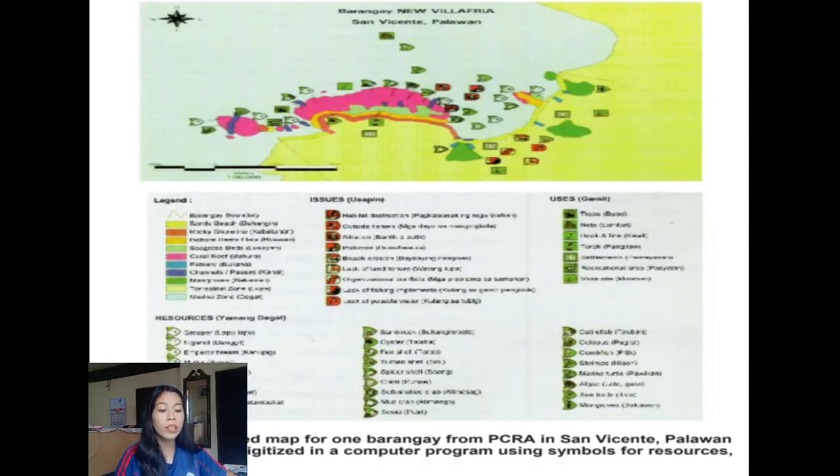Next, the example of a finished map is flashed on the screen. This is a completed map for one barangay from PCRA in San Vicente, Palawan, which has been digitized in a computer program using symbols for resources, uses, and issues. This is the map of Barangay New Villafreya, San Vicente, Palawan.